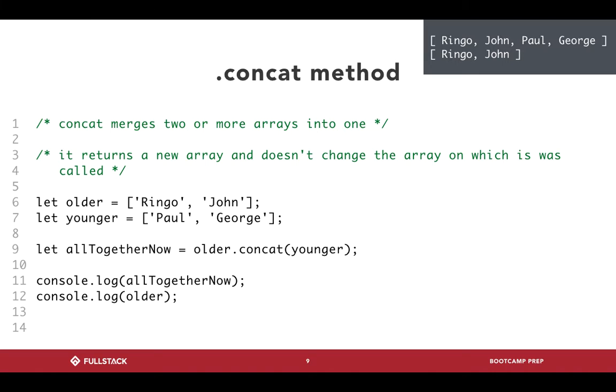But also, notice this keyword here, it returns a new array. This also does not change the original array. So whenever we do decide to join two arrays together, we need to have some variable to be able to store that new array.